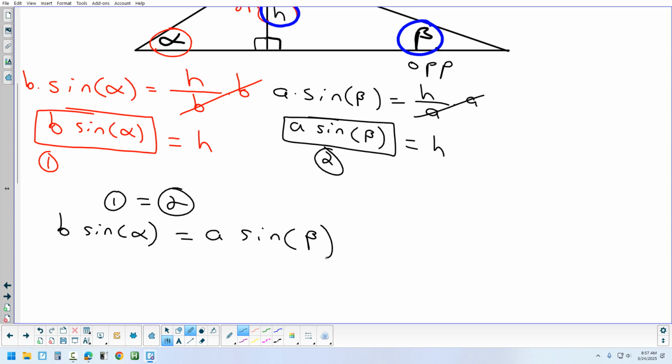How would we put the a on the left side? Move it from the right over to the left. Yeah, we divide. What would you divide by? A. So that's going to move the a over to the left. And now, how would you put the b over on the right? Divide by b. So basically, we're going to divide each side by a times b. B in the top, b in the bottom, that's gone. A in the top, a in the bottom, that's gone. So now you're left with sine of alpha over a equals sine beta over b.